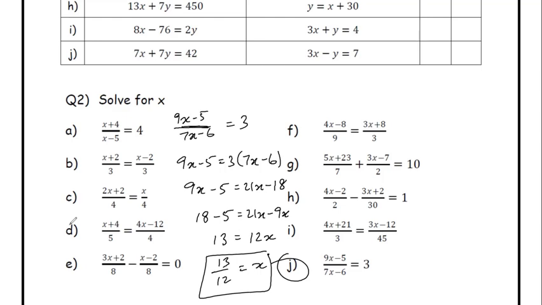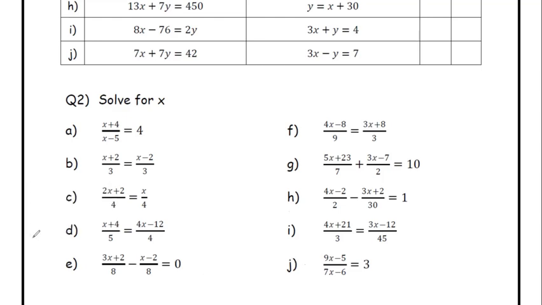And with that, we are done with this long, difficult, complicated worksheet. Simultaneous equations. Next one is going to be as long as this one. And it's going to be as difficult as this one.